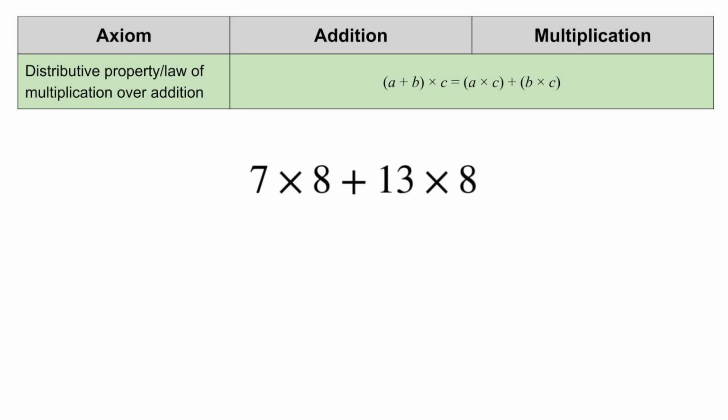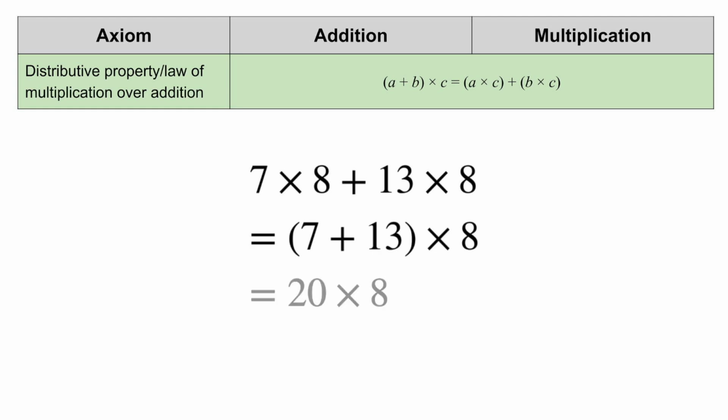The distributive law also works in the other direction to group several products that have a common factor. For example, instead of multiplying both of 7 and 13 by 8 and then adding them together, we can first add the 7 and the 13, then multiply the sum by 8.